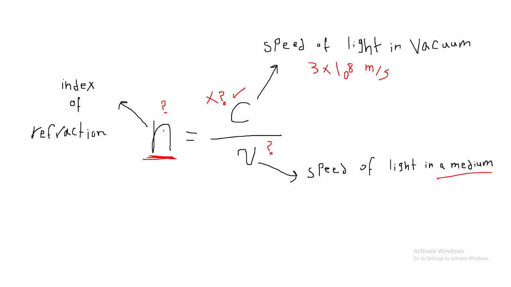If the n is unknown, I have to give you the speed of light in a medium, the v. And if the v is unknown, I'll have to give you the index of refraction of that medium. So one of those two will be given, and the other one you will have to find.